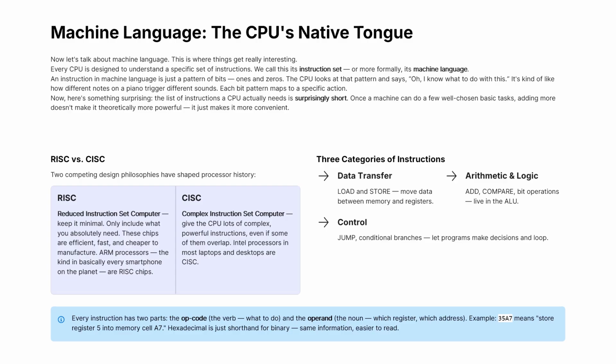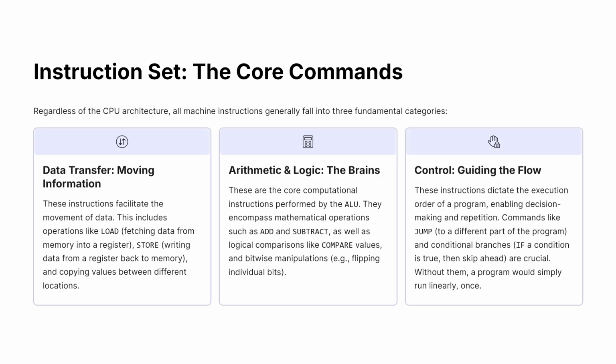The other school of thought says, give the CPU lots of complex, powerful instructions, even if some of them overlap. That's CISC, Complex Instruction Set Computer. Intel processors in most laptops and desktops are CISC. Both approaches have trade-offs, and they've competed for decades. But regardless of which camp you're in, machine instructions generally fall into three categories.